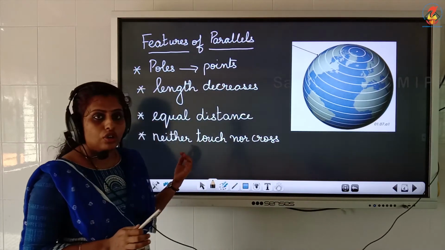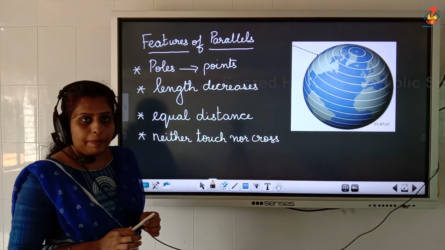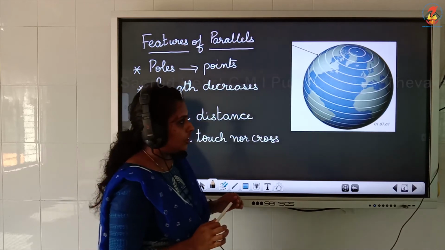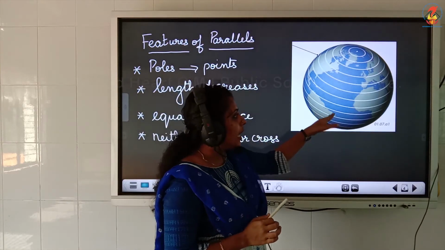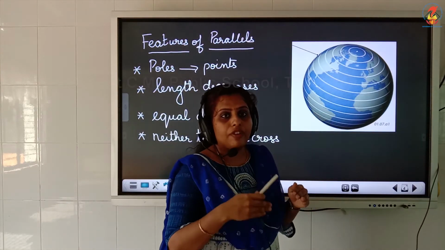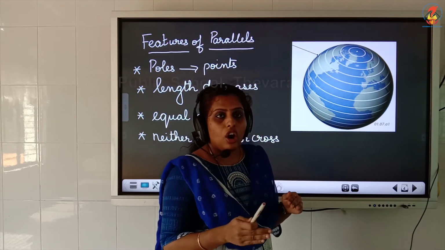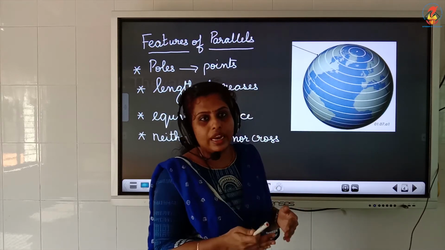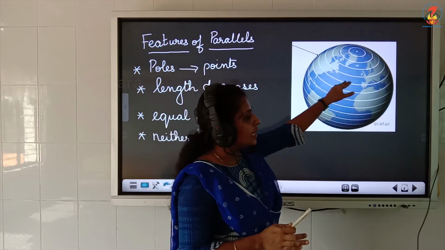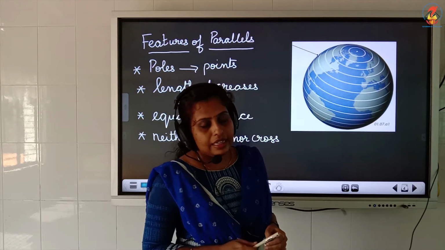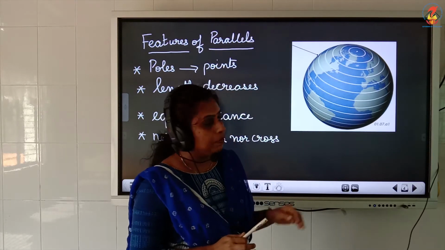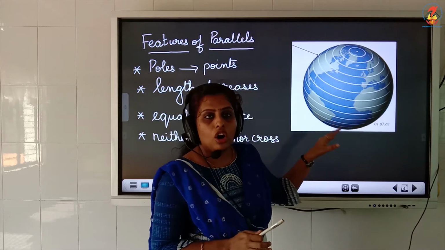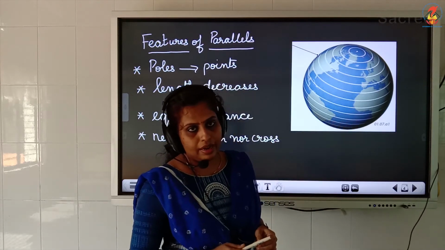Now let's move on to the fourth feature of the parallels. In the fourth feature, you can see that neither of the parallels have crossed any other line, touched any other line or overlapped any line. All the lines are standing independently. That is the last feature you have. All the parallels, neither do they touch another parallel nor cross another parallel.